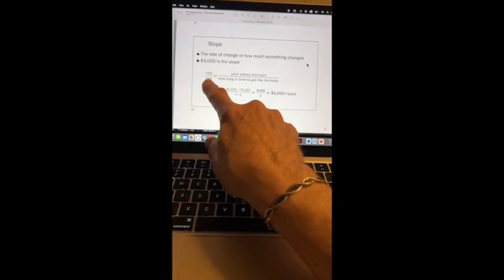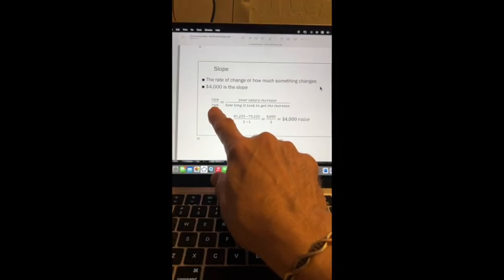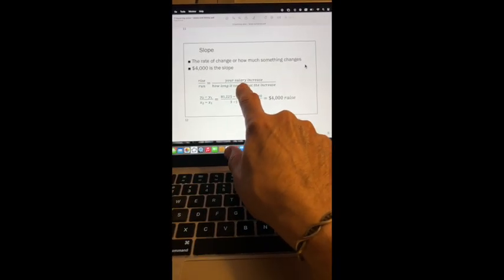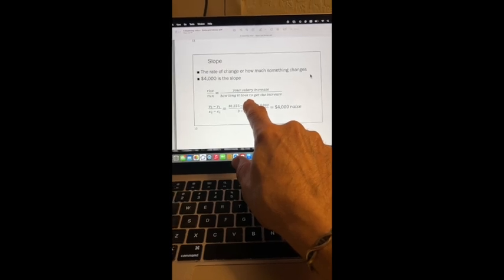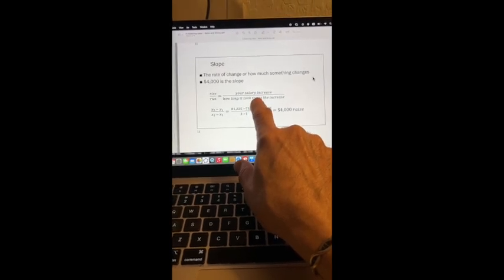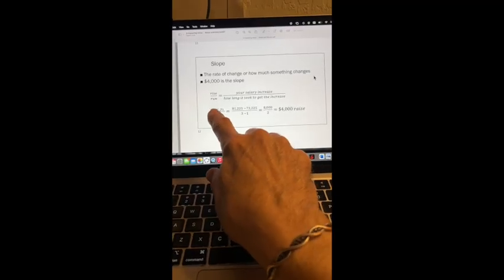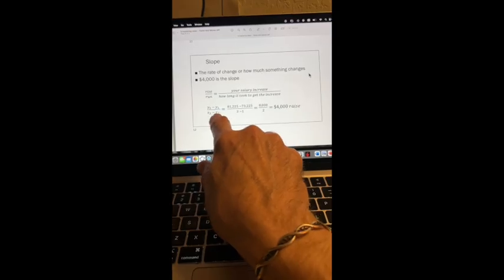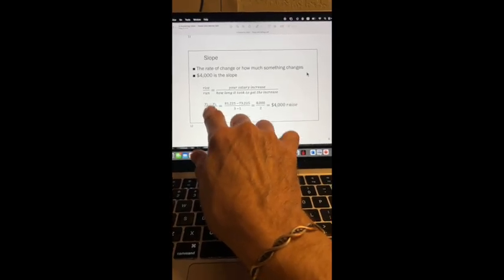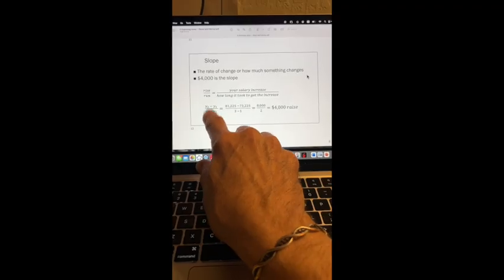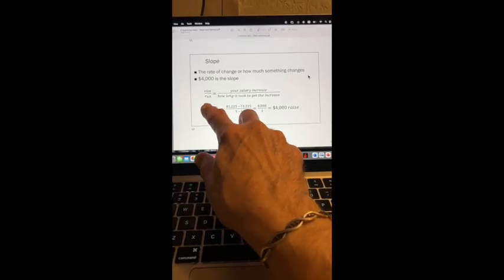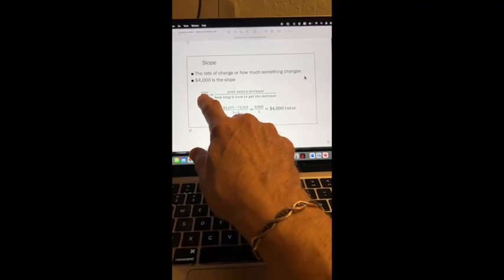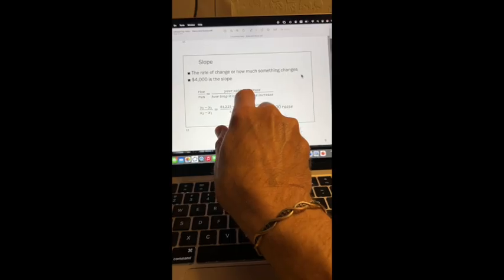Maybe you remember this rise over run business, from the last time you took math. Slope is your salary increase over how long it took to get the increase. And you'll see this a lot in my notes, y2 minus y1 over x2 minus x1. I use this a lot, and I would suggest that you use this little formula right here for slope, rise over run. Rise is the amount you go up, increase.